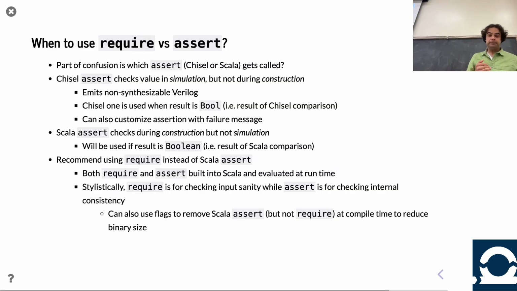Now, the Scala assert is not going to exist in the hardware, right? It's going to exist in the Scala program as it's running during construction, during generation. It's not going to be around by the time you're doing simulation. And instead, you're going to invoke the Scala assert if you have a Boolean Scala type inside those arguments. Now, that's the two types of asserts.